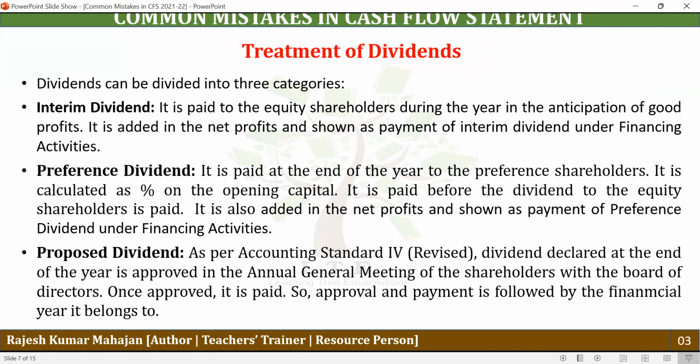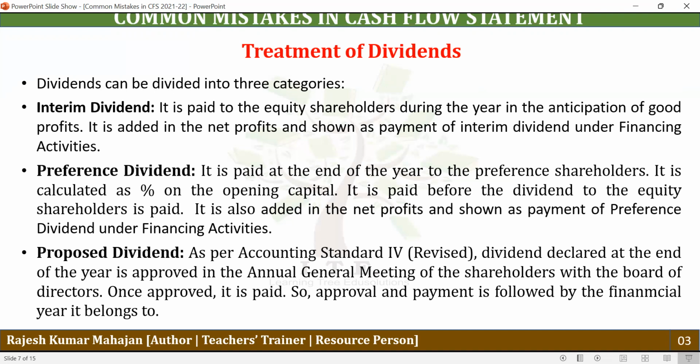So it is paid during the year, and its treatment is that we will add the interim dividend to the net profit, and we will show it as a payment of interim dividend under the financing activities. And sometimes interim dividend is given as a percentage. So if interim dividend is given as a percentage, it is calculated on the opening balance of equity share capital.